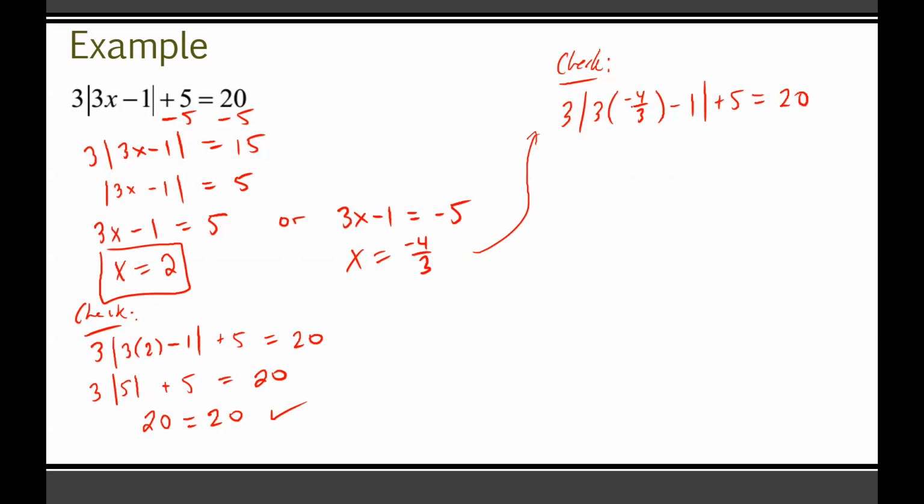Starting inside of here, 3 times negative 4 over 3 is just negative 4. Negative 4 minus 1 is negative 5. So this is 3 times the absolute value of negative 5 plus 5. We want to see if that equals 20. Well, 3 times the absolute value of negative 5 is 3 times positive 5, which is 15. 15 plus 5 is 20. So 20 equals 20. And what do you know, that one actually did work too.